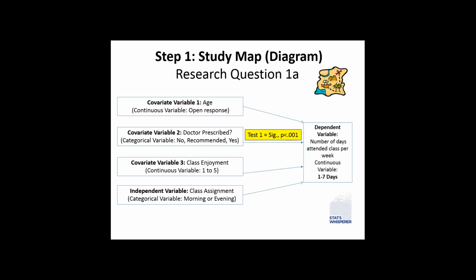So if we take our study map, this could be pretty convenient. If we take our study map, we could just plug in the findings, right? So we could keep track, right? So you're mapping the findings while you're mapping the relationships. Okay, so we see the line connecting doctor prescribed and class attendance. You might put in a yellow box saying significant relationship, right? Okay.